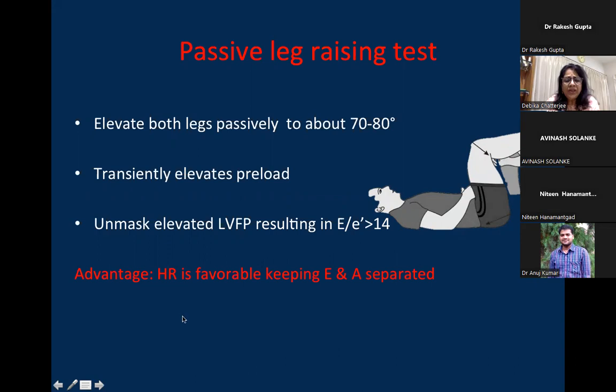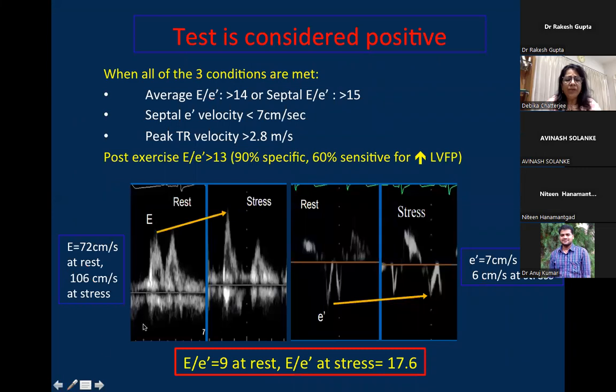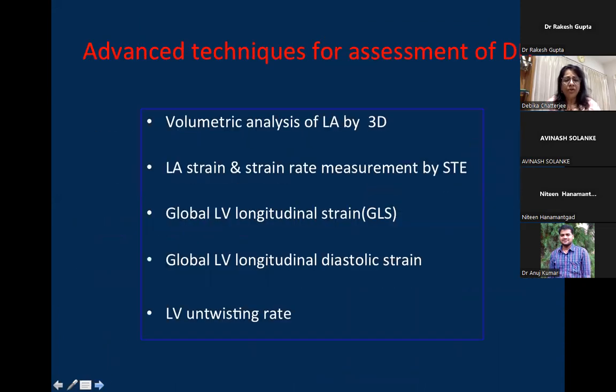The advantage here is that you don't get a very fast heart rate. So the E and A waves remain separated. On the other hand, what happens during exercise? The patient becomes tachycardic due to exercise, and there is merging of the E and A wave. So you have to wait for a while till the E and A get separated, so that you can measure the E wave velocity.